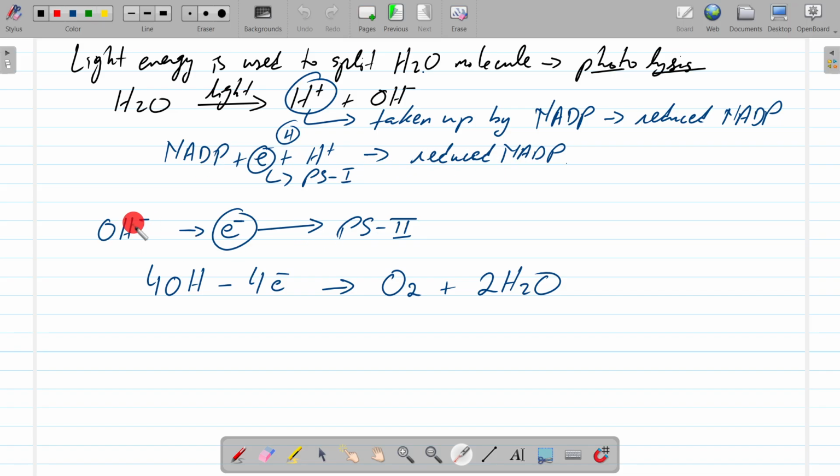As for the OH ions, the electrons are used to replenish the ones lost by photosystem 2, and the rest, 4 of these OH ions, lose their electrons, and then they form oxygen, which is released by the leaves as a waste product or utilized within the plant by the cells for respiration, and some of the water is replenished, so to speak. So that was a recap of the light dependent stage.